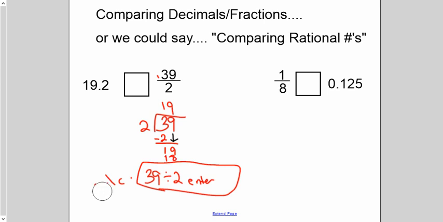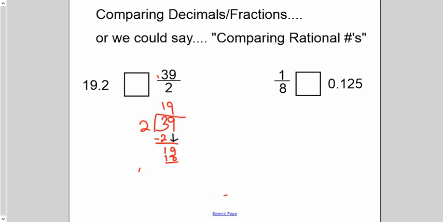Let me just erase this calculator note here. And then we pull down the next zero that we have to put, and since we're putting this decimal here, go ahead and put it right above it. Put in the zero carefully, drag it straight down. Here's the zero, 2 goes into 10 5 times, and nothing's left over. So 39/2 is the same as 19.5. And that makes it kind of nice because we can drag this right over here, stack it up. What's bigger, 195 or 192? 195 wins.